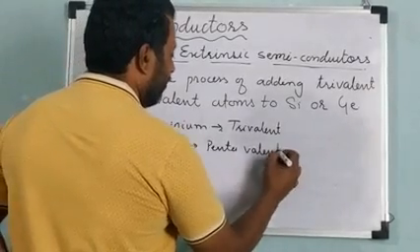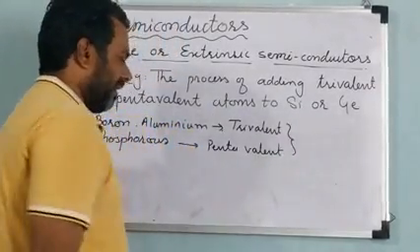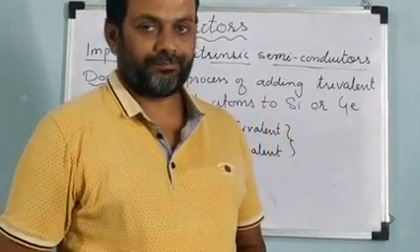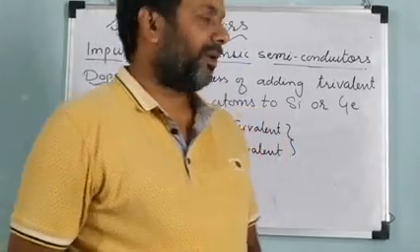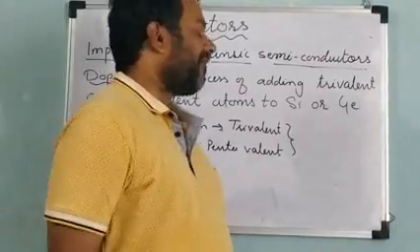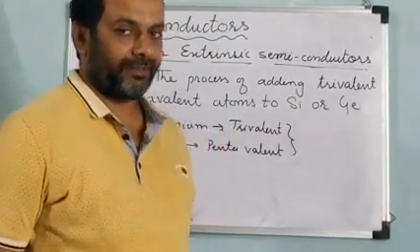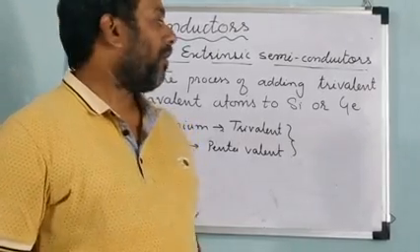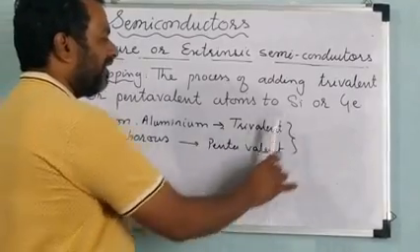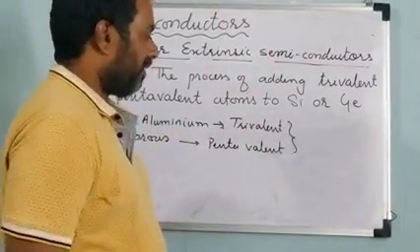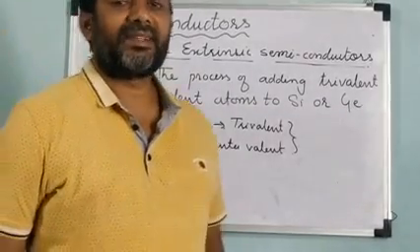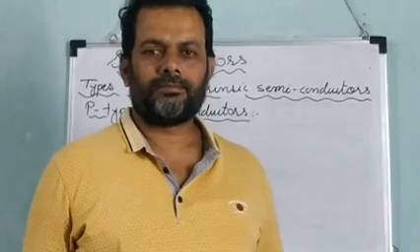These impurities which we are adding, either trivalent or pentavalent, are called dopants. There are two types of dopants, one trivalent and one pentavalent. What effect they produce we will see in the later part. The semiconductor formed after addition of the impurities to the silicon or germanium crystal is called an impure semiconductor or extrinsic semiconductor.